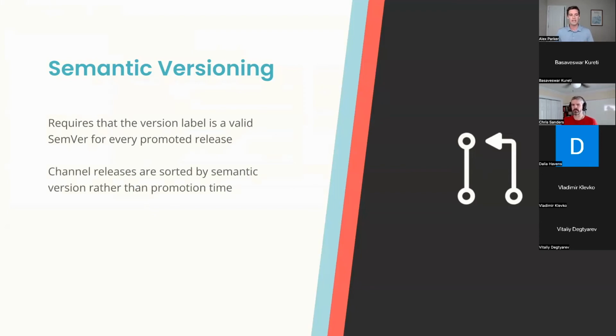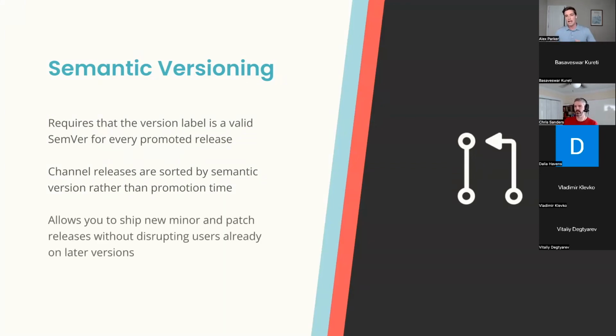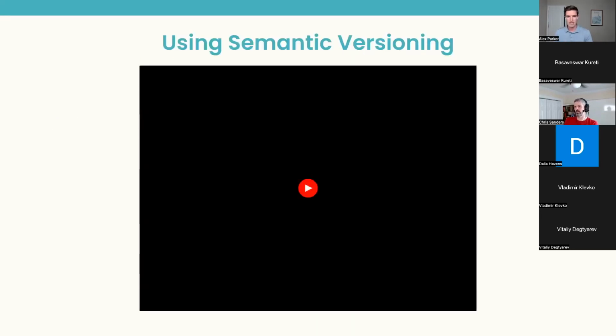But more importantly than that, when you enable semantic versioning for a channel, the releases that are promoted to that channel are then sorted by semantic version rather than by promotion time. And the real crucial thing about that is that this allows you to ship new minor and patch releases without disrupting users that have already upgraded to later versions. So it enables you to use replicated to patch previous versions of your software and make sure that only the right customers upgrade to that and no one ends up downgrading inadvertently.